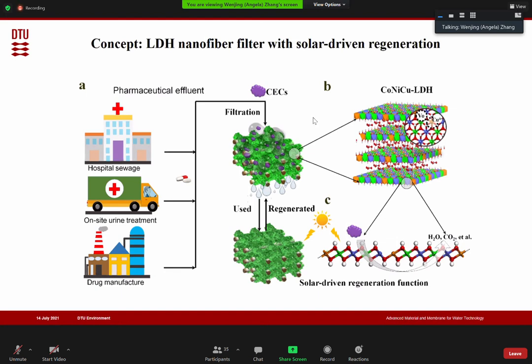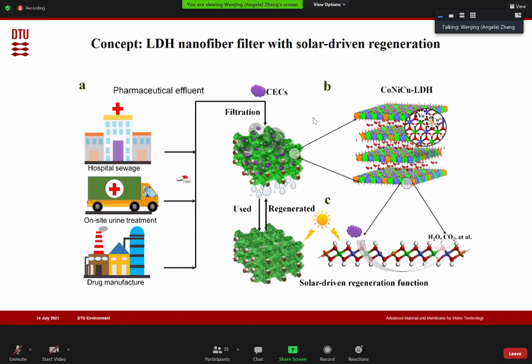We want to immobilize this LDH onto nanofiber membranes. In that case, when the water flows through, we break it down into micro-sized water ponds, and they are in direct contact with the LDH absorbents. And the third is, how about regeneration?